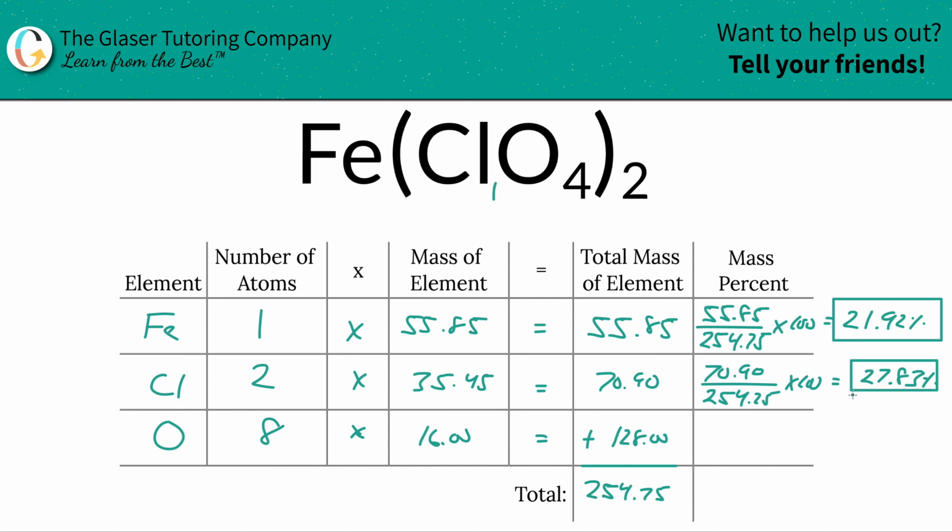And last but not least, the majority of the compound is oxygen here, so it's going to be 128, forget about the zeros, and then we're going to divide that by the total mass, 254.75, multiply that by 100, and here we're going to get a percentage of roughly about 50.24, all right? And then what should happen is when you add these percents up, hopefully it adds up to be 100%. And if it does, that's the grade you got on the question.